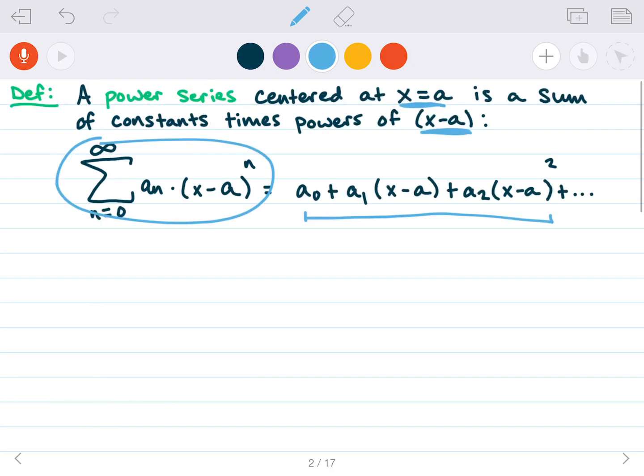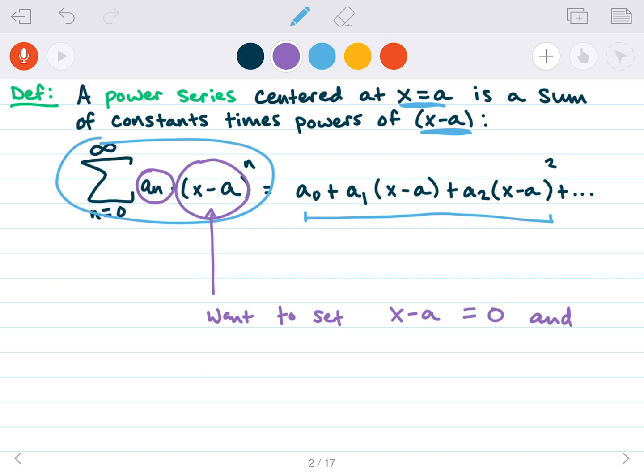So remember that this a sub n is going to be our n terms, and this x minus a, we want to set that thing equal to 0 to find the center. So maybe I'll write a note of this here. We want to set x minus a equal to 0 and solve for x to find the center.